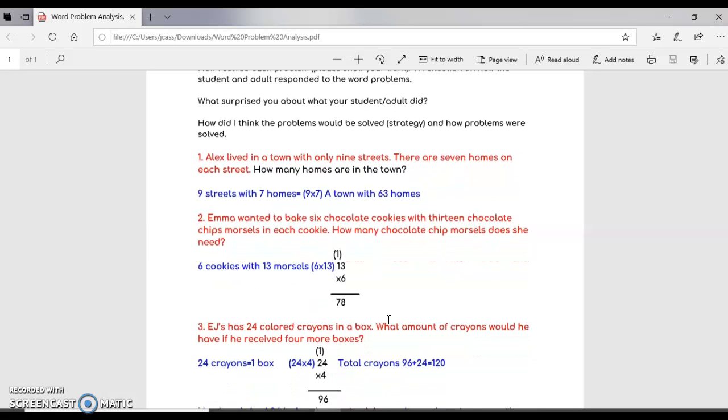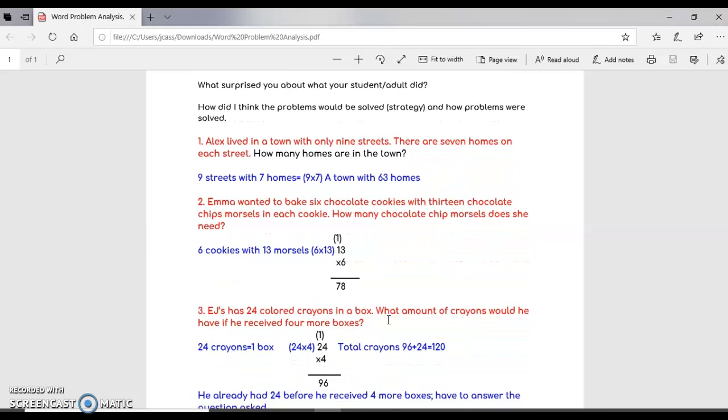And my second question: Emma wanted to bake 6 chocolate chip cookies with 13 chocolate chip morsels in each cookie. How many chocolate chip morsels does she need? I knew she wanted to bake 6 cookies, and in each cookie, she wanted 13 morsels. So that is a multiplication that's outside of what I learned by memory, the 1 through 12 times tables. So I set it up as a multiplication question where I could see the numbers. I am a visual learner.